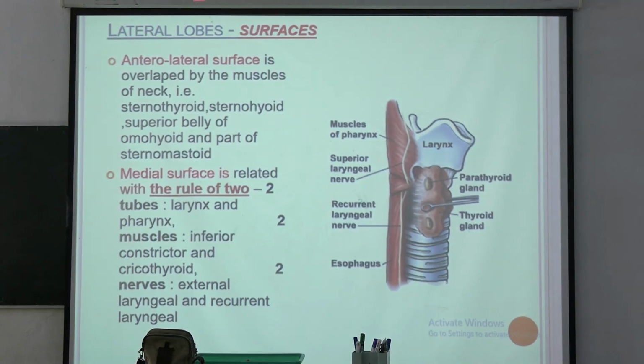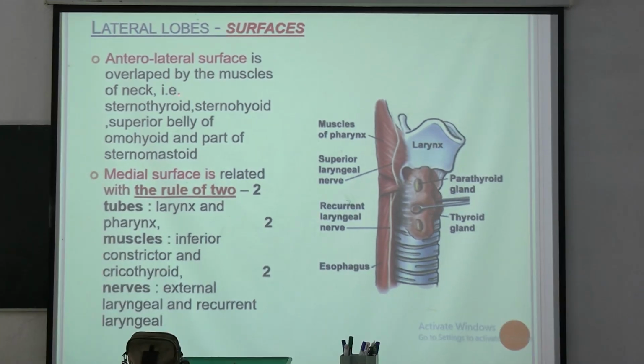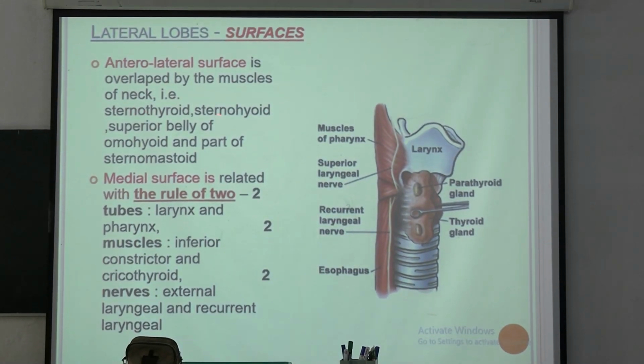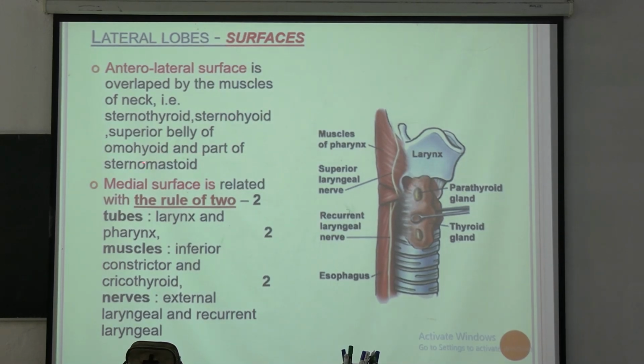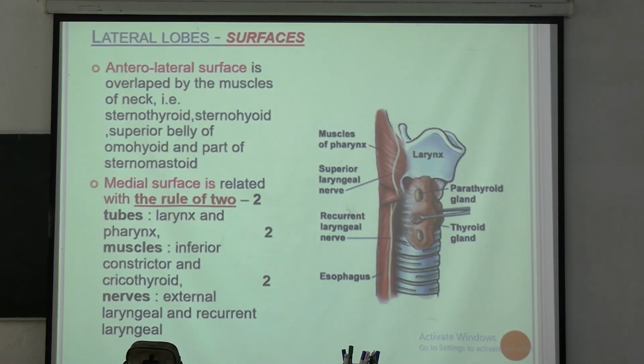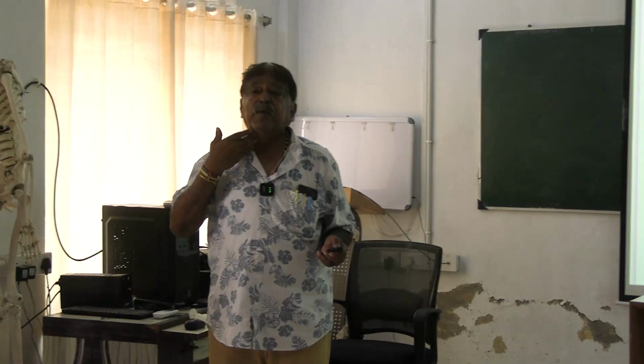Lobes, lateral lobe surfaces, anterolateral surfaces are overlapped by the muscles of the neck: the sternothyroid, sternohyoid, superior belly of omohyoid, and part of the sternomastoid. Now all these neck muscles, we just name them 1, 2, 3, 4, even this one, that cover the thyroid.